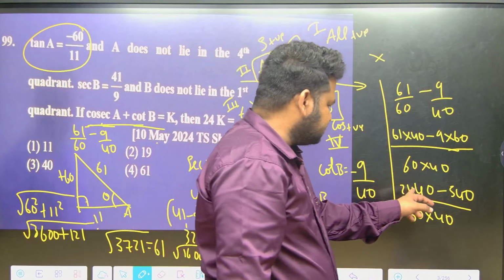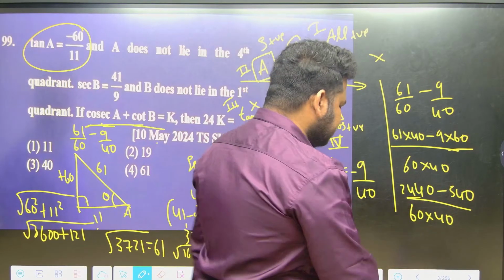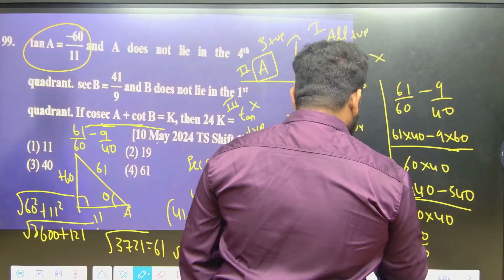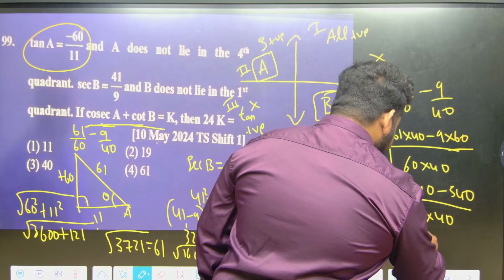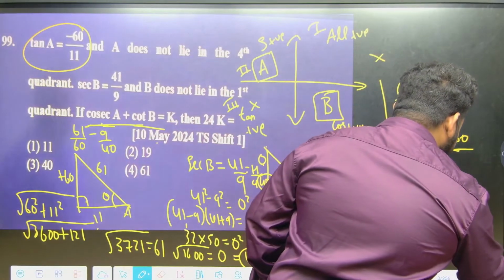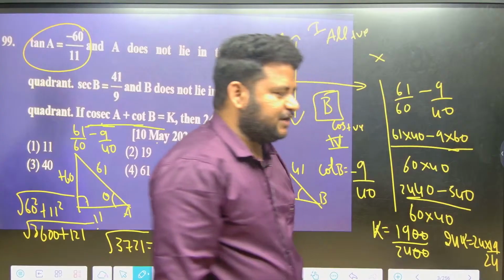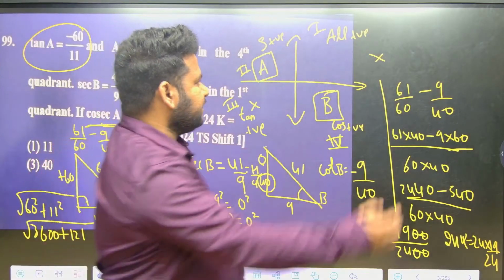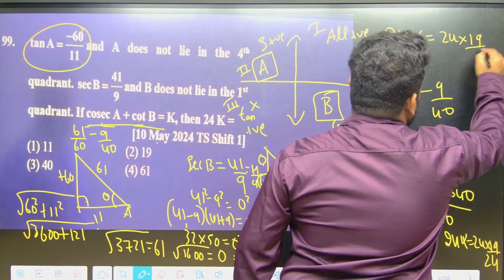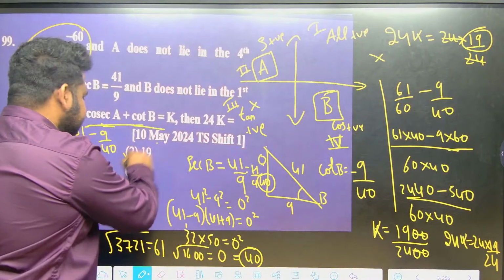Now on simplifying this, I will get 1900. Correct? 1900 divided by 6 4 is 24 00. So this is the k value. The 0 0 cancel. The k value is 19 by 24. They are asking 24k. 24k is nothing but 24 into 19 by 24. Let me write it here. K is 19 by 24, so the 24 cancels. I am getting the value as 19. The second option is the right answer.